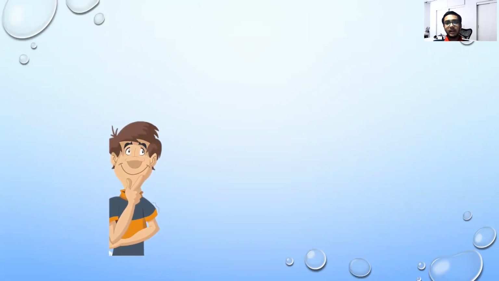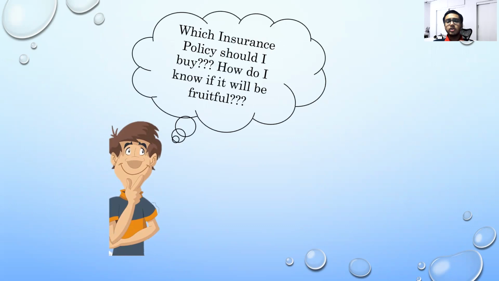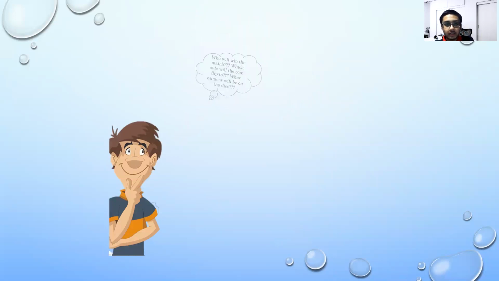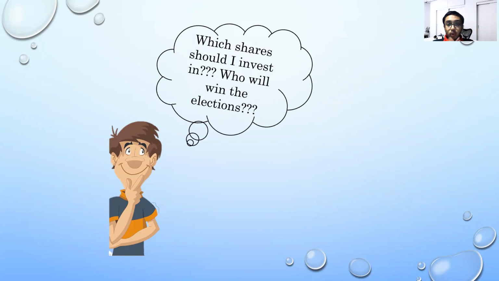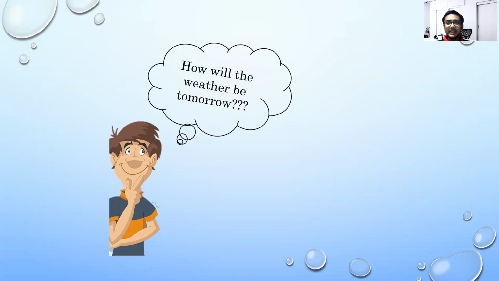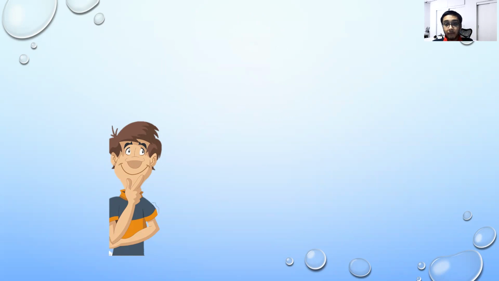So can anybody tell me which insurance policy should I buy? How do I know if it will be fruitful or not? Who will win the match? Which side will the coin flip to? What number will be on the dice? Which shares should I invest in? Who will win the elections? And how will the weather be tomorrow? Does anybody have the answers to them with utmost certainty?